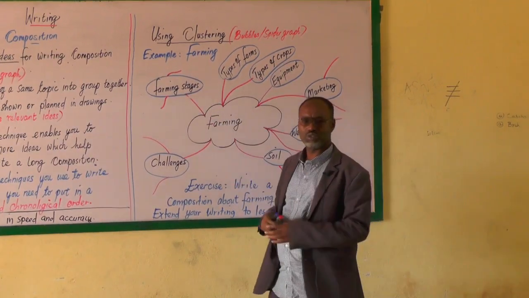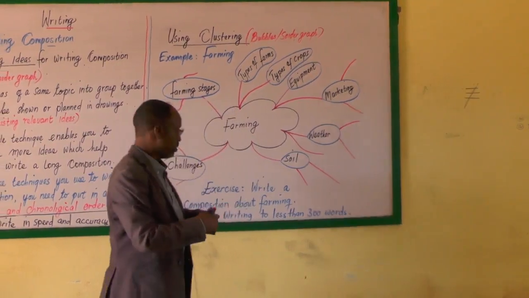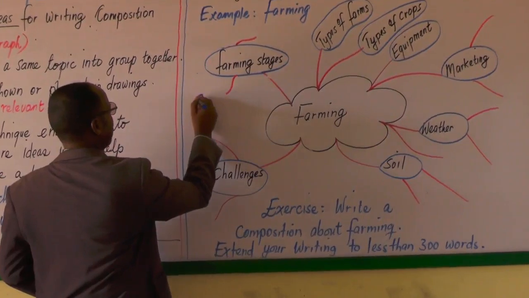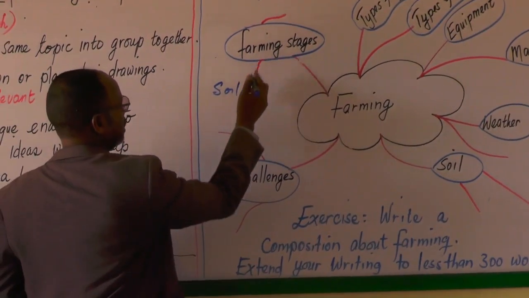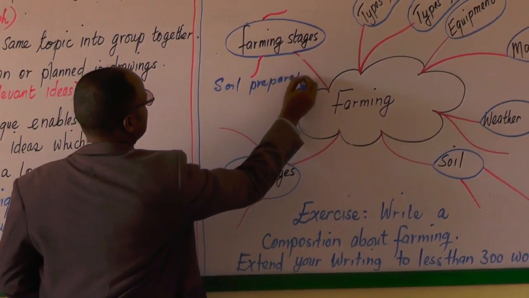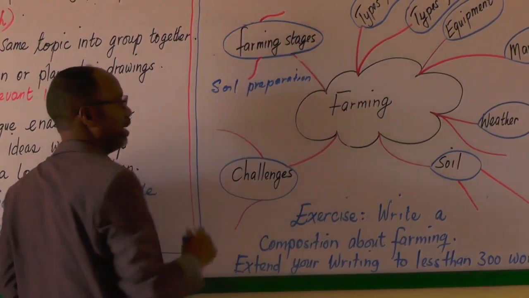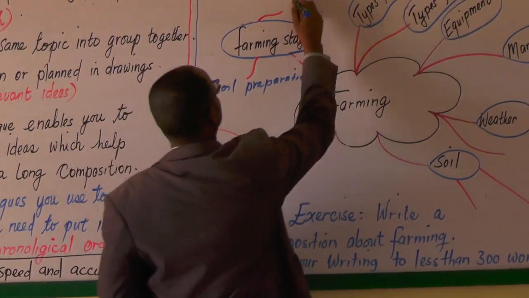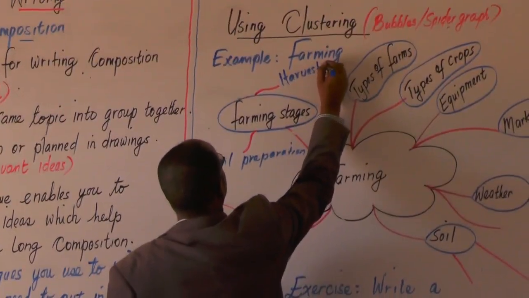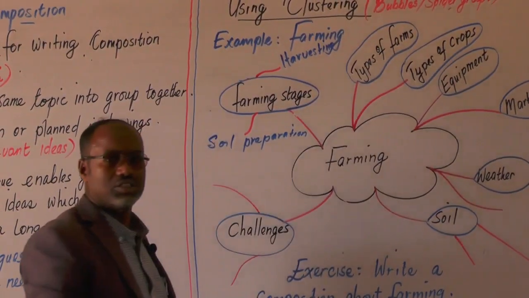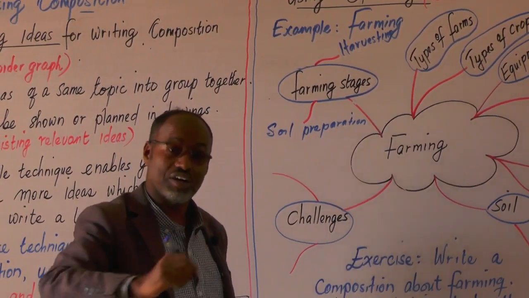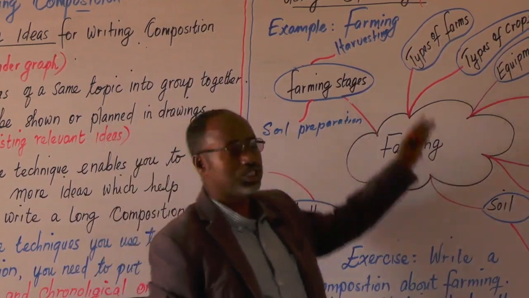Farming stages, for example, the soil, and here, soil preparation, for example, goes under this one. Well, what can come here? For example, harvesting. So there are a lot of tasks to do between these. And also you can write about this, types of farms.